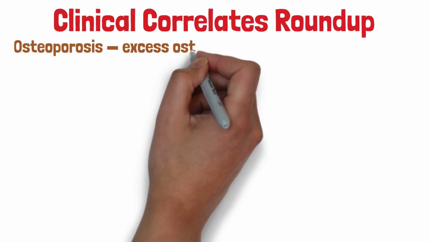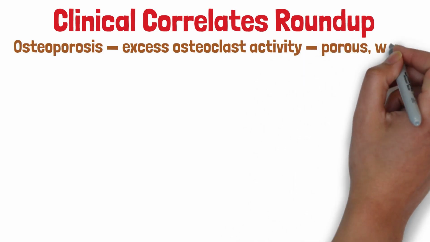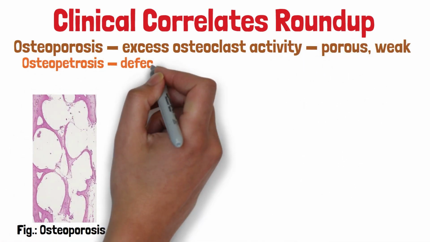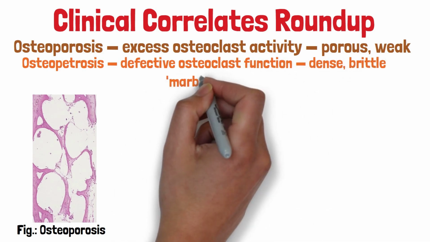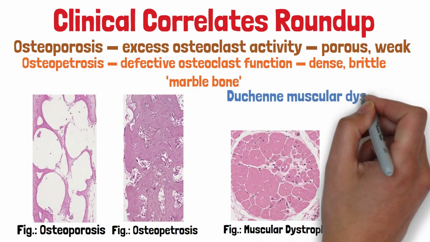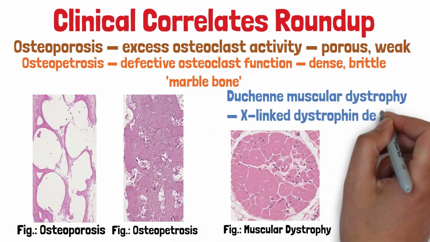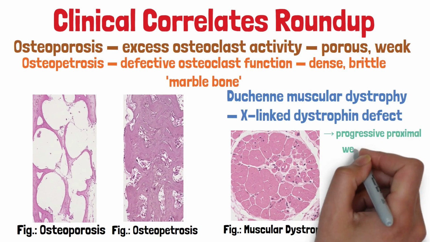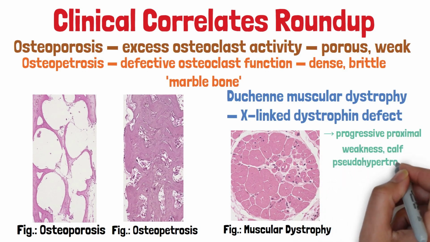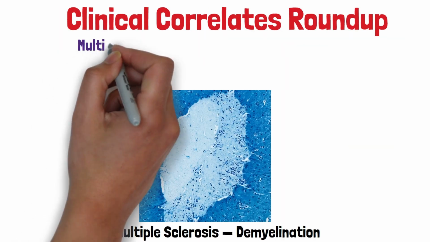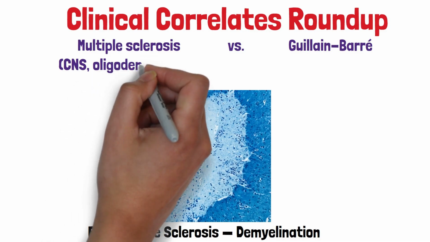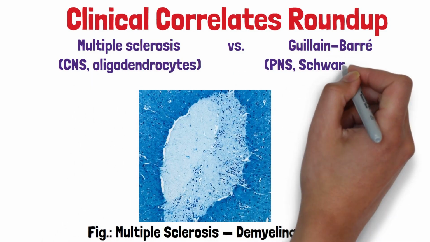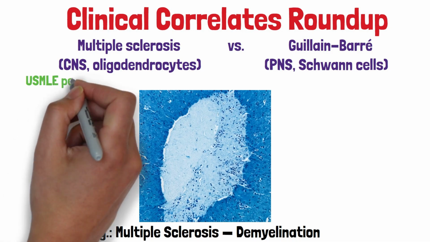Rounding out the correlates. Osteoporosis is excess osteoclast activity, giving you porous, weak bone, while osteopetrosis is the opposite, defective osteoclast function, giving you dense but brittle marble bone. Duchenne muscular dystrophy is that X-linked dystrophin defect, causing progressive proximal weakness and pseudohypertrophy of the calves. And multiple sclerosis versus Guillain-Barré comes down to which compartment is being demyelinated: CNS oligodendrocytes for MS, PNS Schwann cells for Guillain-Barré. And that brings us back to where we started.